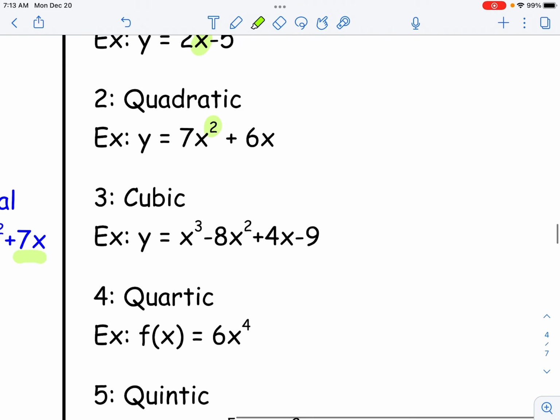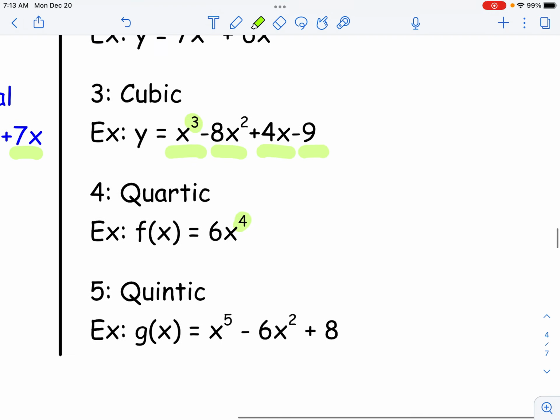Cubic, now we're getting into kind of new graphs and new terminology. That's when you have x to the third as the largest degree. So even though it has other stuff, you just look at the largest degree. That would be called a cubic. Quartic is x to the fourth. Quintic is x to the fifth. So just some terminology. Basically, this is so that you can speak the language.